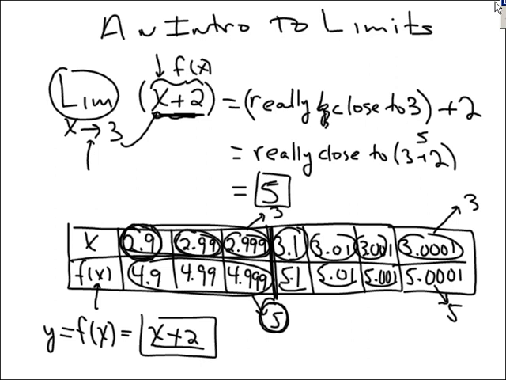Now you can't always just directly substitute like I suggested. 3 plus 2 is 5. Sometimes that won't work. That's why I never say x equals 3. I say x gets close to 3. For example, if you look at the limit as x goes to 2 of x squared minus 4 over x minus 2.